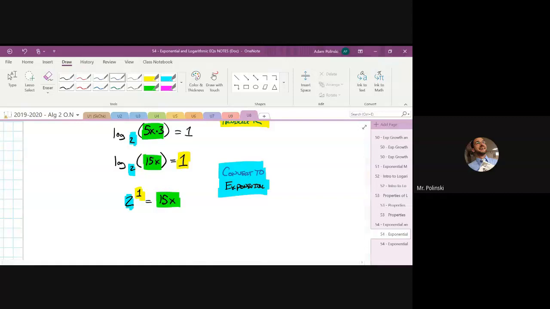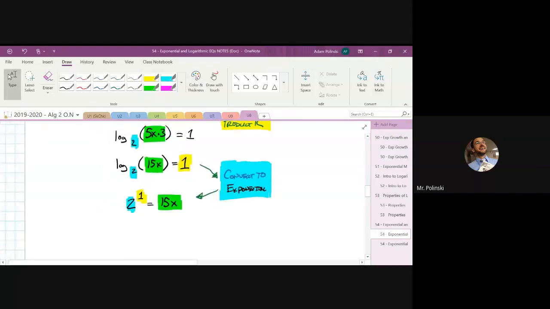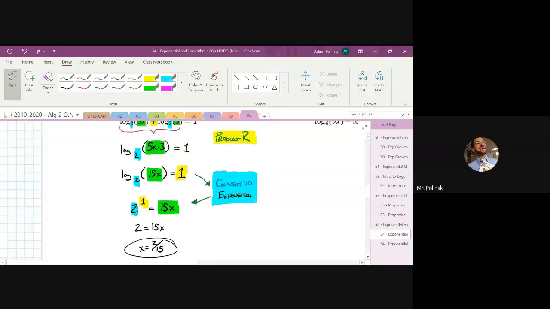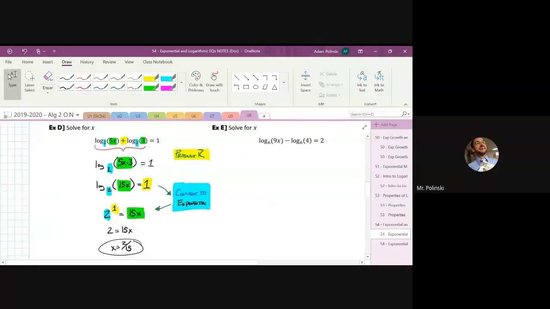Converting from log to exponential is what we're doing next. Okay, any questions on that? Luckily for us, this is just an algebra 1 problem that we can continue to simplify. 2 is equal to 15x, so x is equal to 2 over 15. Here's my answer. Okay, questions on that?